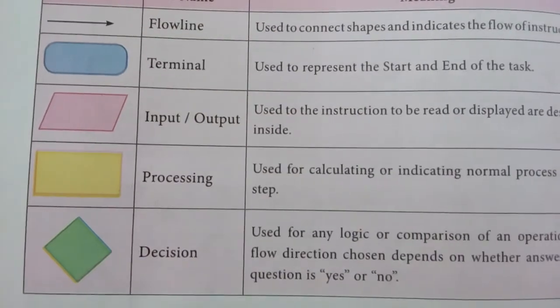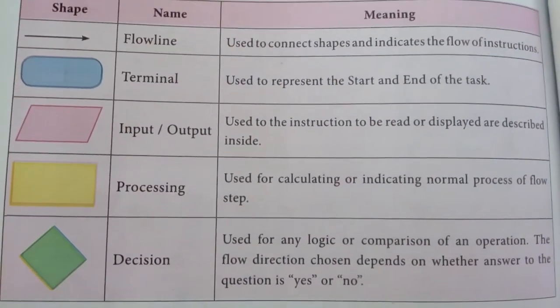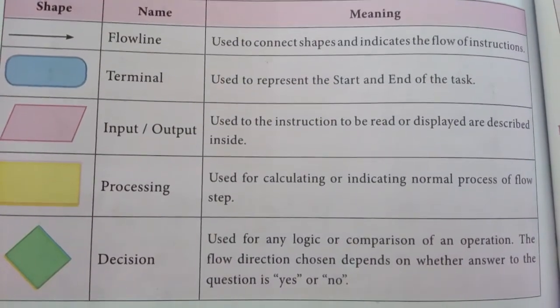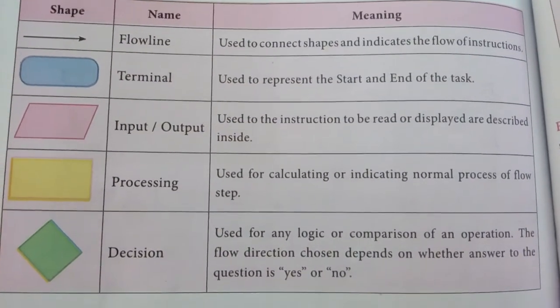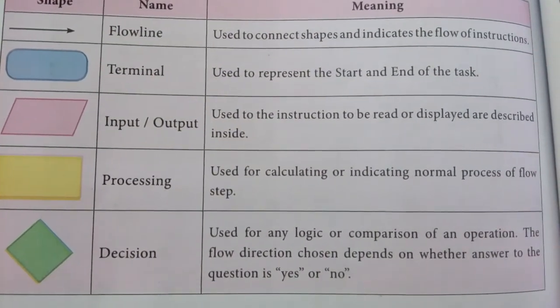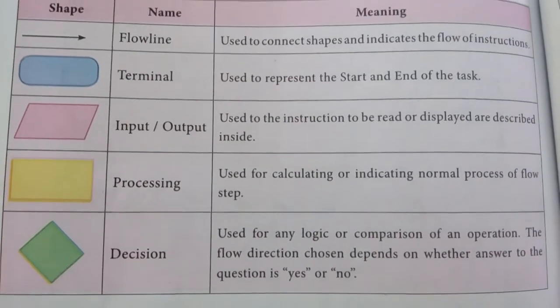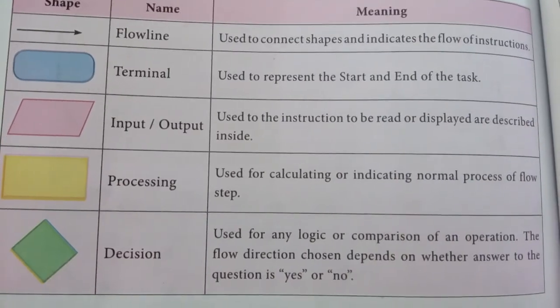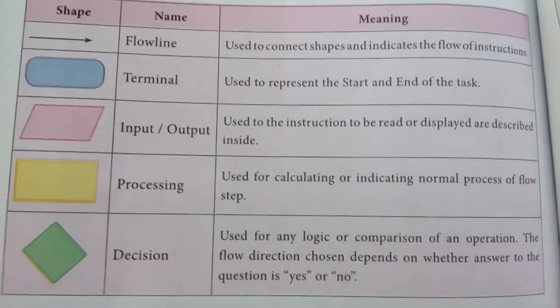Okay, the second shape which you can see is the terminal. The name of this shape is terminal. It is used to represent the start and end of the task. So whether you are starting the program, first you have to give this shape and write start. And when you end the program, there also you have to represent it with this shape.